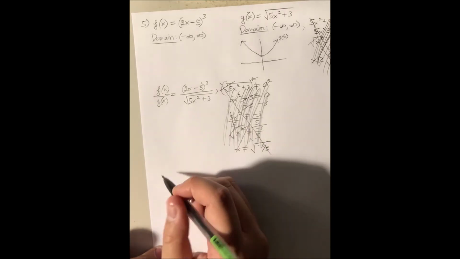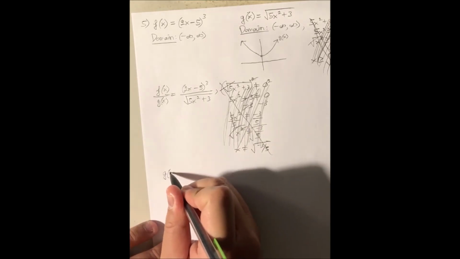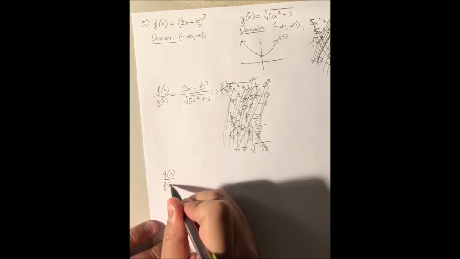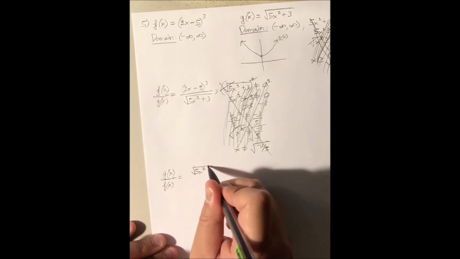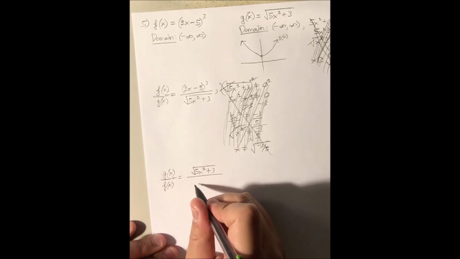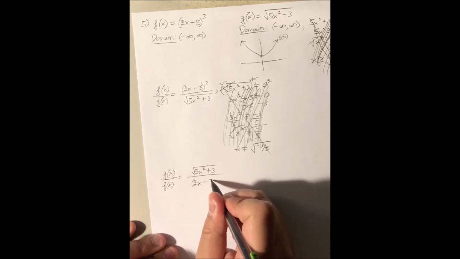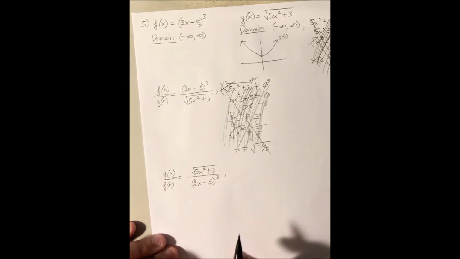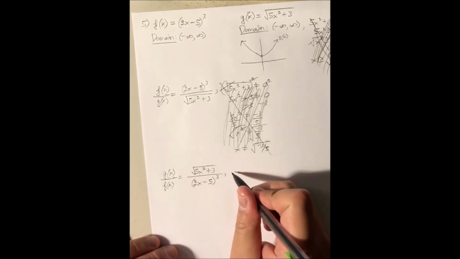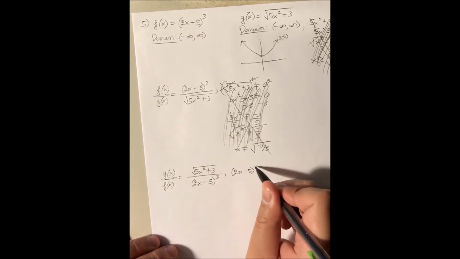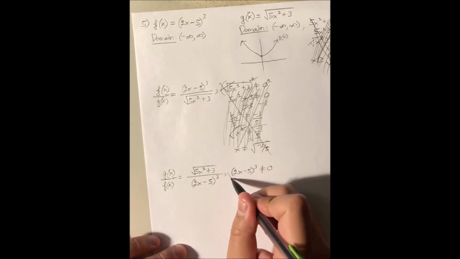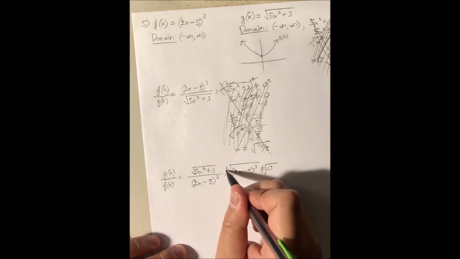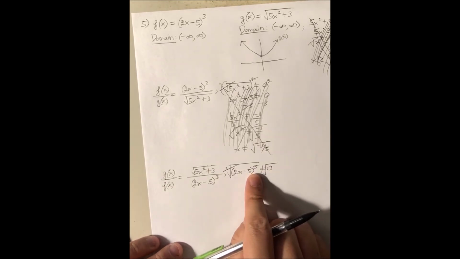We'll sketch it out in a bit, but let's just go ahead and find g of x over f of x, which is the square root of 5x squared plus 3 divided by (2x minus 5) raised to the third power. And of course, let's repeat the same way of finding the domain of a rational expression, which is taking the denominator, setting it not equal to 0, and then solving for x. So from here, we're going to take the cube root to get rid of the third exponential power.